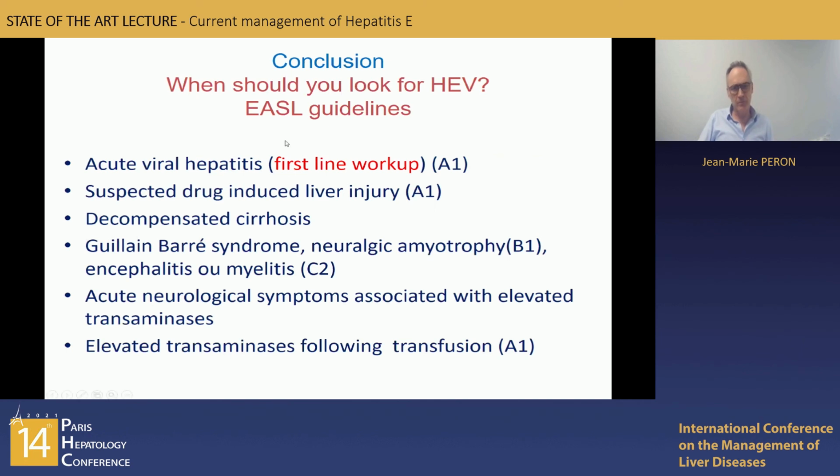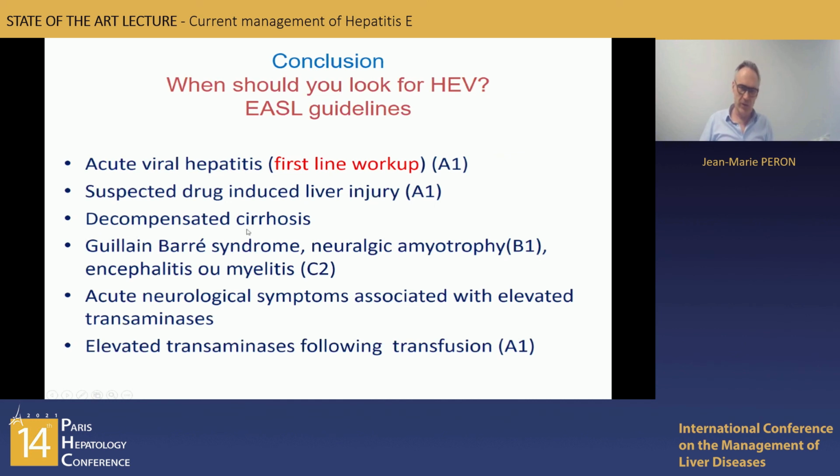So in conclusion, when should you look for HEV? I'll be basing this on the EASL guidelines, obviously. If you have a patient with acute viral hepatitis, you need to check for HEV as a first-line workup. If you have a patient with suspected drug-induced liver injury, this is a chapter I did not have time to talk about, but you need to test for HEV infection.